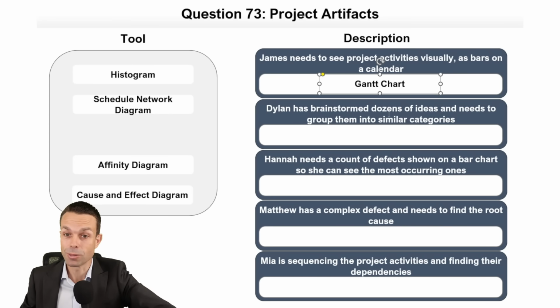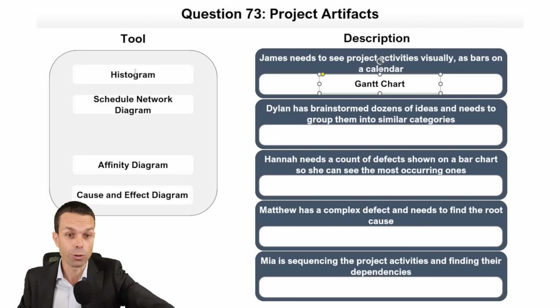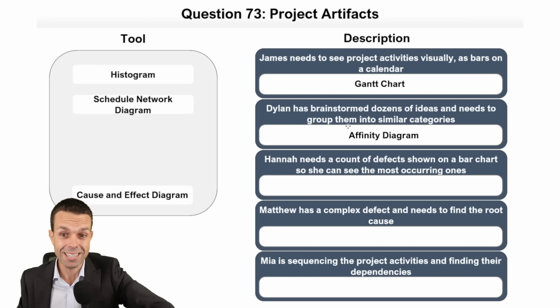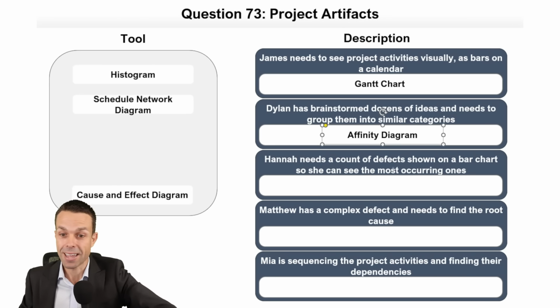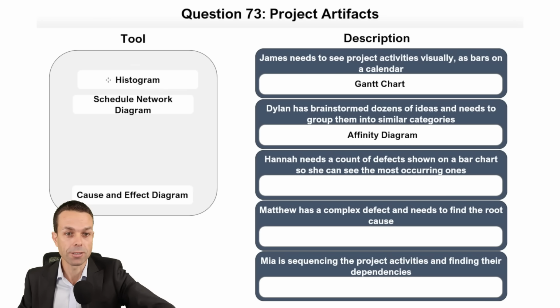Dylan has brainstormed dozens of ideas and needs to group them into similar categories. He needs to find their affinity to each other. Hannah needs a count of defects on a bar chart so she can find the most occurring ones. That is our histogram, basically similar to a bar chart.